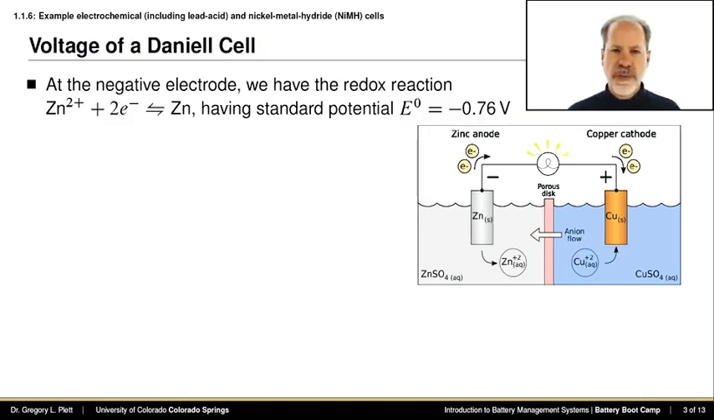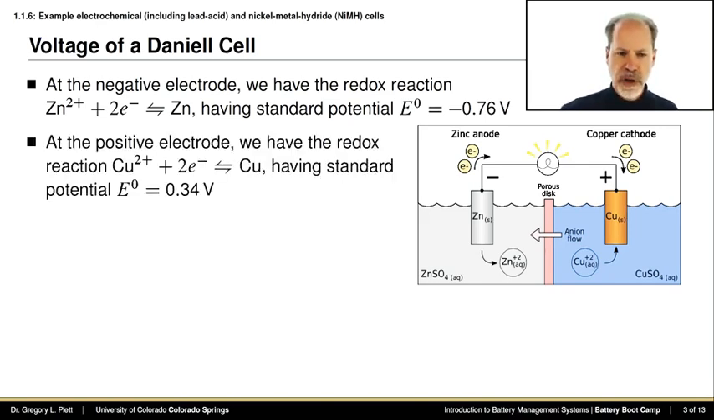If we go to a table of the electrochemical series, we can look up the half reactions that occur in each one of the electrode regions. We find that in the negative electrode we have a redox reaction of Zn2+ combined with 2 electrons becomes zinc metal, and that this half reaction has a standard potential of negative 0.76 volts. In the positive electrode, we have a redox reaction of Cu2+ combining with 2 electrons to become copper solid, and this reaction has a standard potential of 0.34 volts.